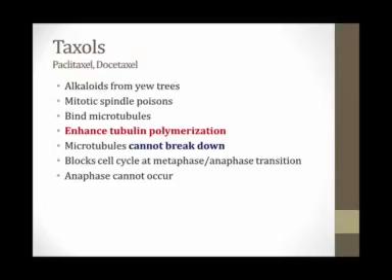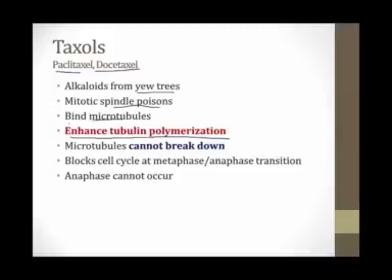There are two Taxol drugs used as chemotherapy for malignancy. They are called paclitaxel and docetaxel. Both of these are alkaloids derived from yew trees. They are mitotic spindle poisons. They bind to microtubules and they actually enhance tubulin polymerization. It's very important that you remember this.